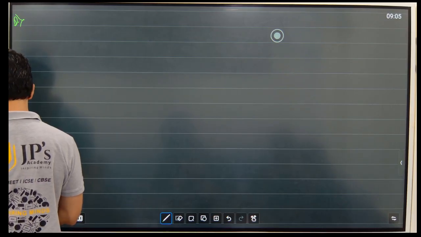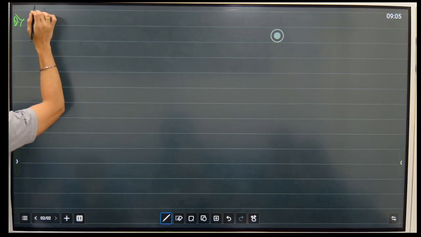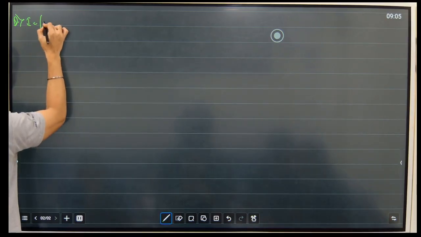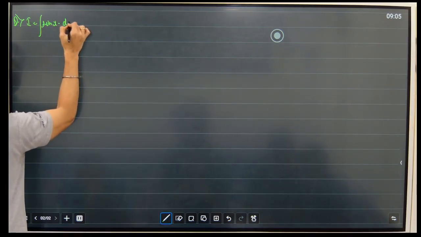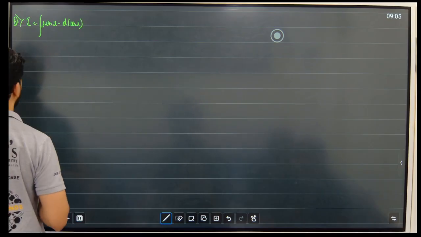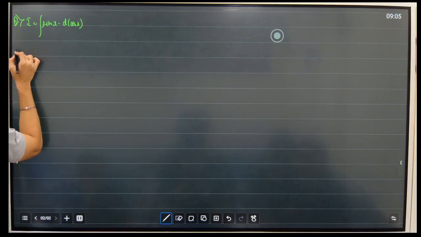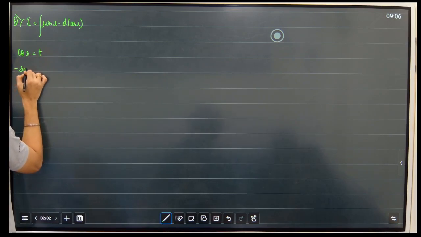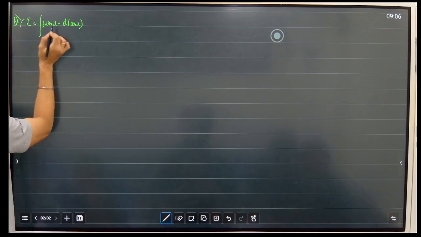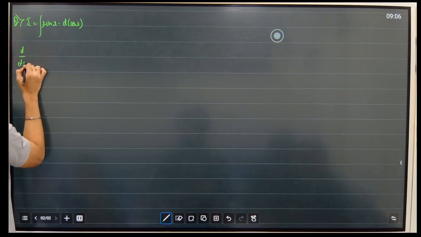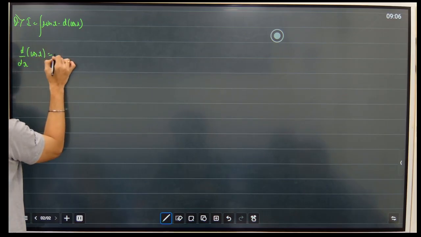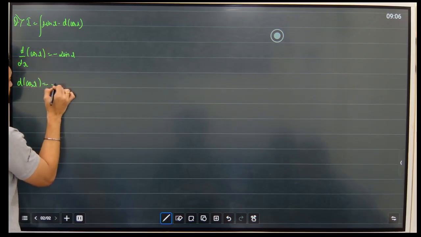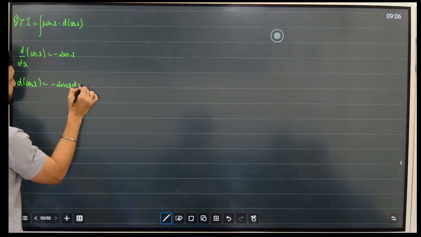Now, if my question is I is equal to integration sin x into d cos x, whenever they give you sin x into d cos x, what I'm going to do is I'll take cos x is equal to t. Therefore, they're saying the derivative of cos x. So, d by dx of cos x is equal to minus sin x. So, d of cos x is equal to minus sin x dx.